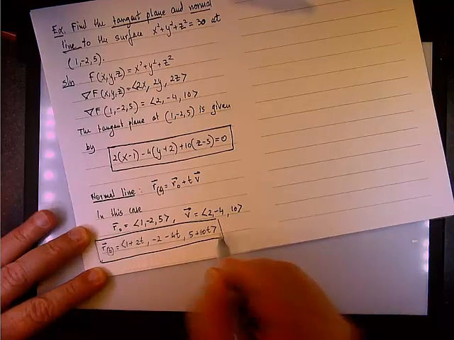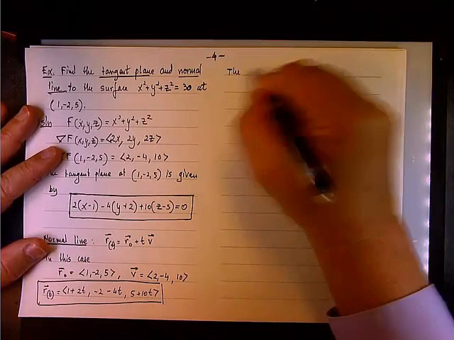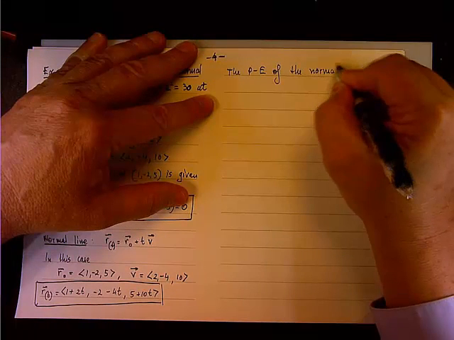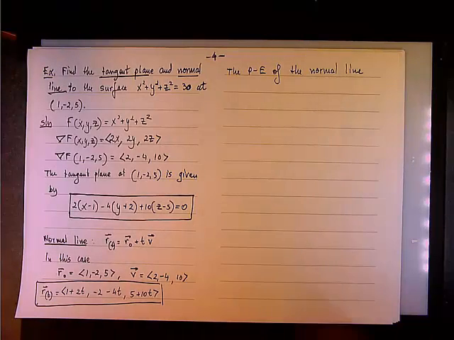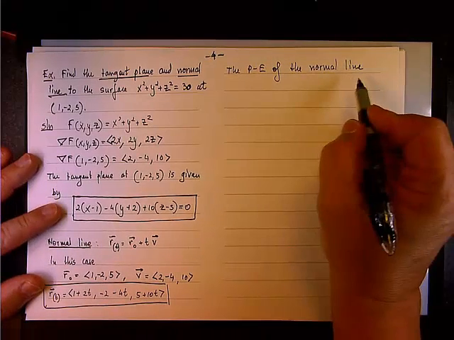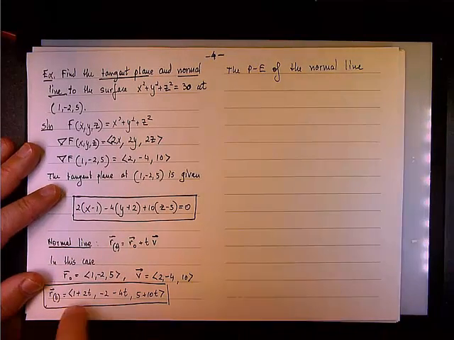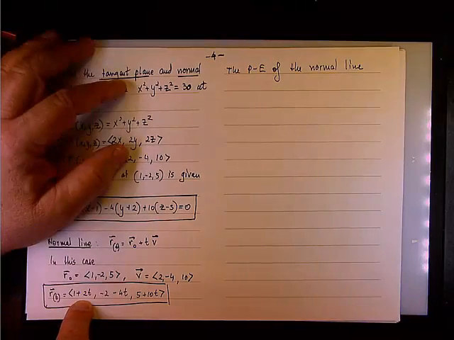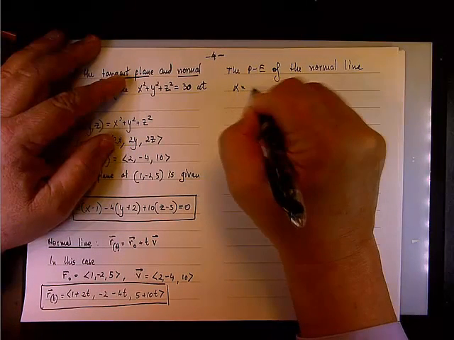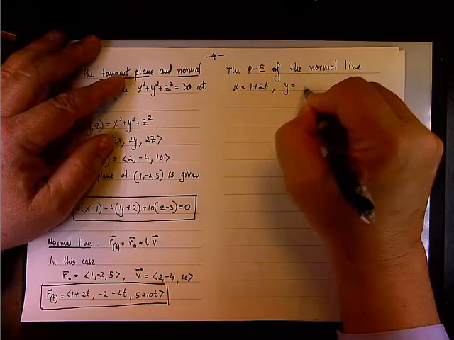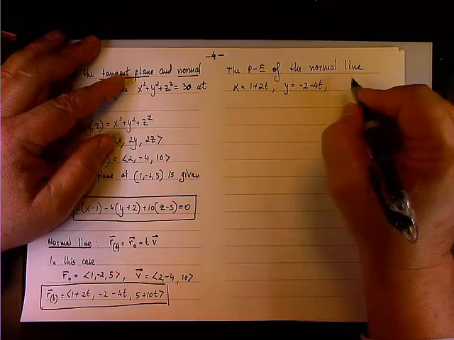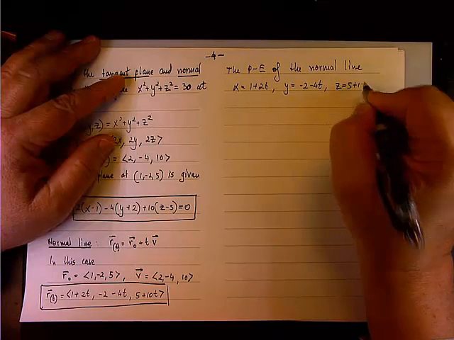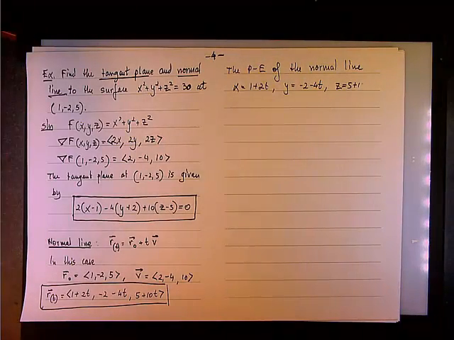Okay, so this is the answer, but let's say we want to give it in parametric form. The parametric equation of the normal line: the normal line has the direction of the gradient because the gradient is perpendicular to the plane. So transferring it from here, you can write x equals 1 plus 2t, y equals negative 2 minus 4t, and z equals 5 plus 10t.